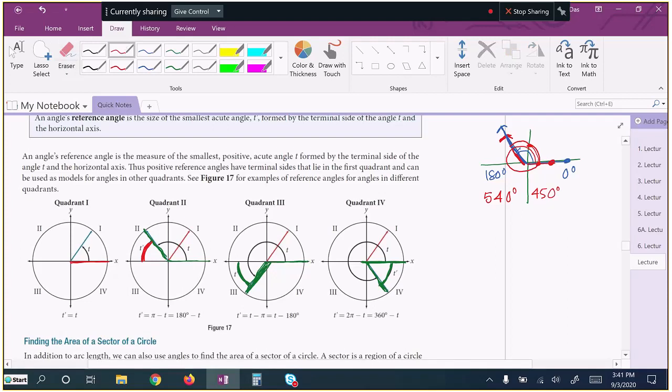Similarly, you could say the angle in blue is an angle between, remember this one is the 90-degree mark, the 90 degrees and the 180 degrees. But these two angles are coterminal angles.